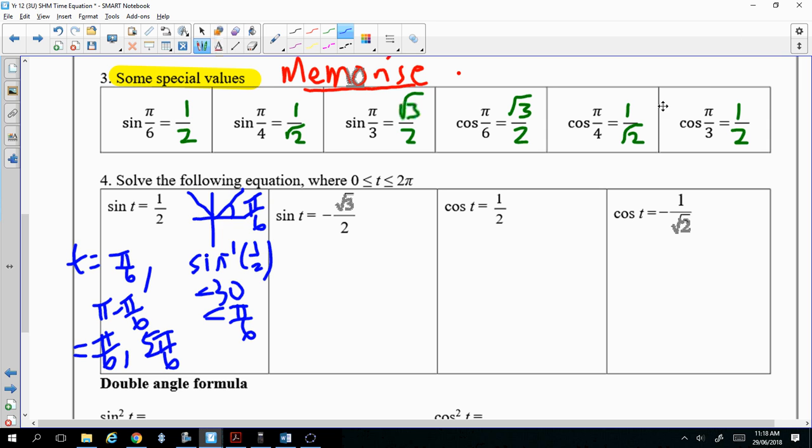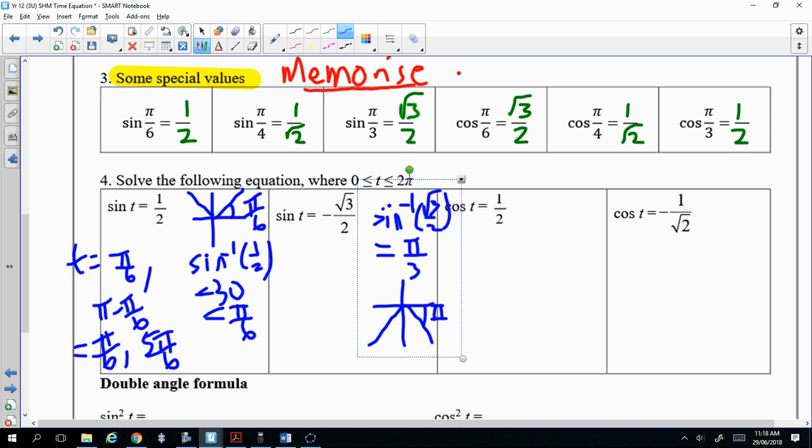Sine t is negative root 3 over 2, so you do the related angle first. Shift sine of positive, which is pi over 3, negative in the third and the fourth quadrant. And then t in the third quadrant will be pi plus pi over 3, or 2 pi minus pi over 3, which is equal to 4 pi over 3, or 5 pi over 3.